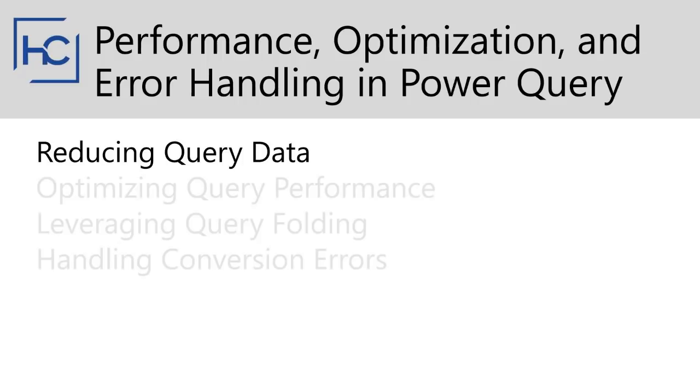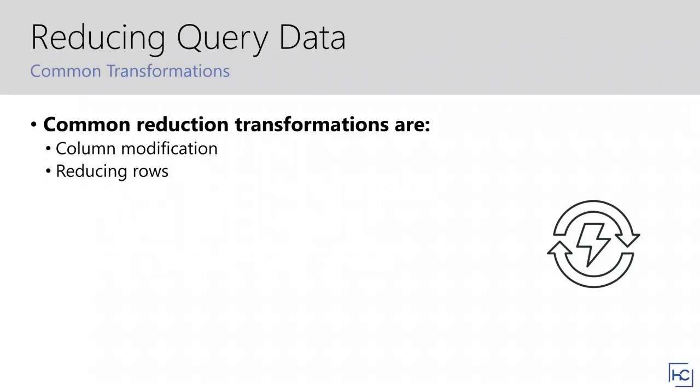Talking about reduction and reducing of query data as you import it into your file. Very important conversations, especially for performance and optimization when your model is running in Power BI Desktop and in the Power BI service. Very common transformations, really, think about it as reducing the width and the height. Column modification, so getting rid of unnecessary columns or transforming those columns as necessary, and then reducing rows, either through grouping or filtering, and we'll talk about some of these.